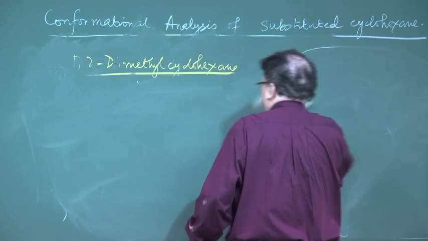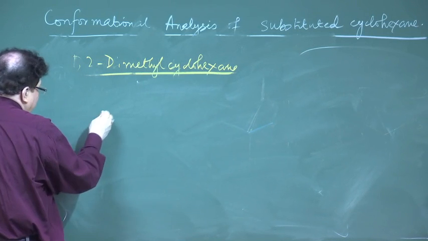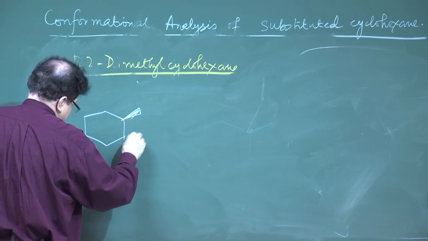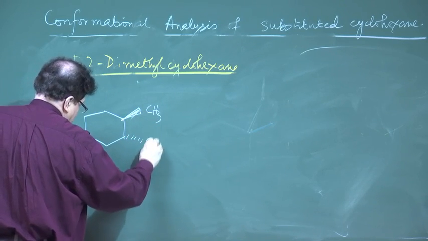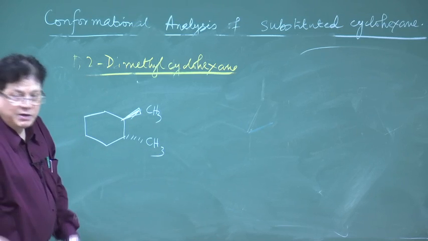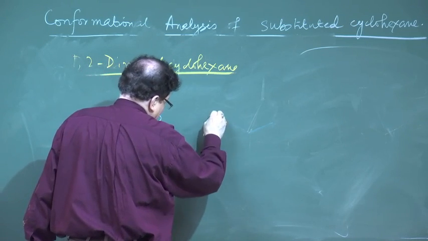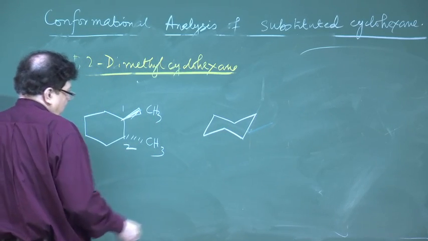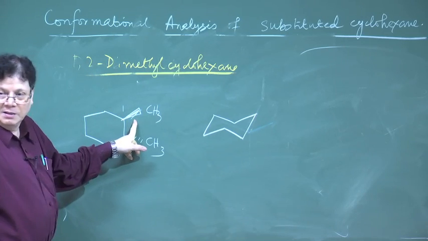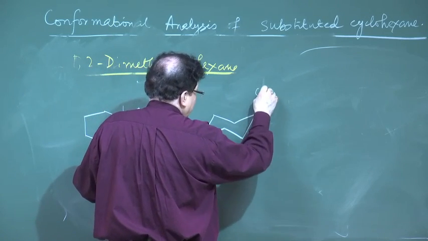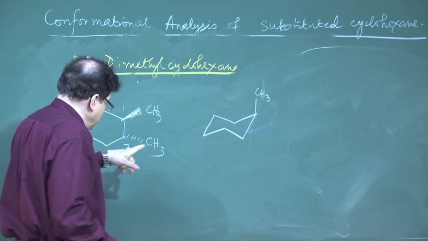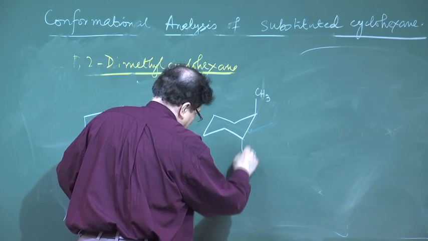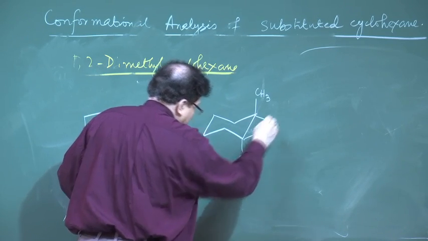For the trans compound, again I first draw the planar formula. This is the trans one. So, if you write it in the cyclohexane chair form, suppose this is the 1 carbon, this is the 2, and C1, because it is beta, you have to put the methyl in the axial position, and you have to put the other methyl alpha, that also in the axial position. So, this is one form.